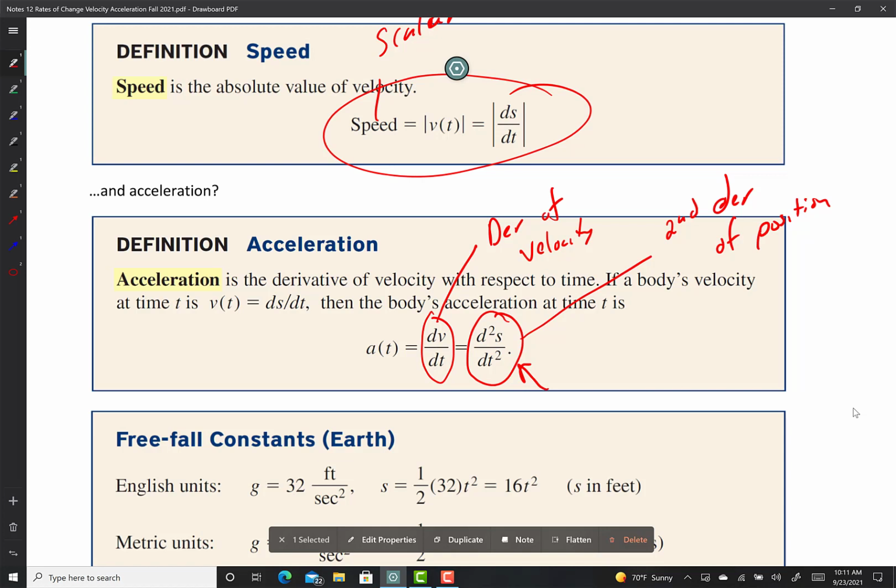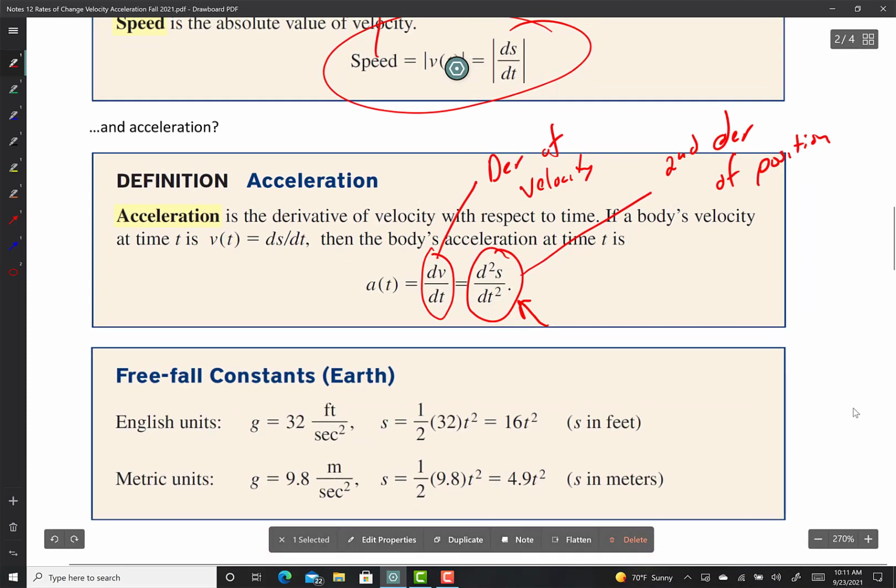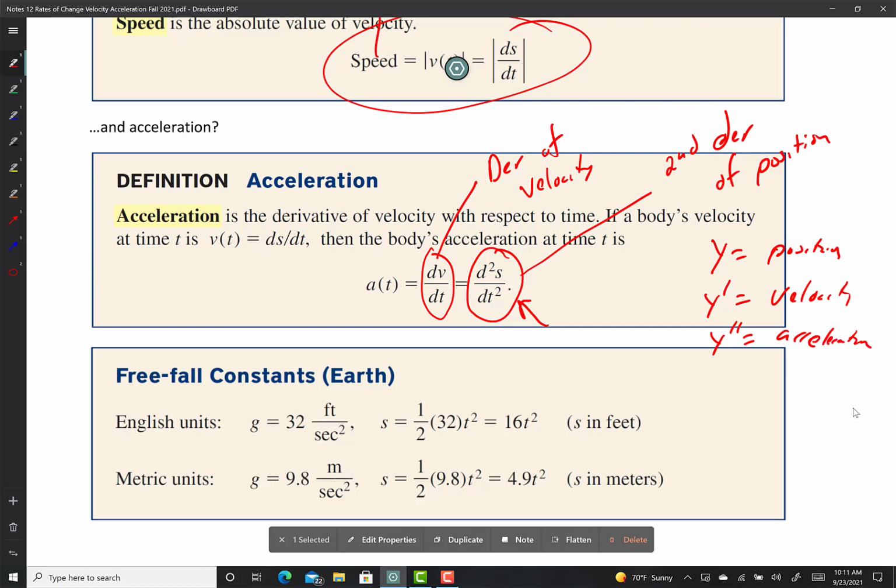So y prime, y prime prime. If y is your s of t, your position, then y prime is your velocity, then y prime prime is your acceleration. Do we know what we're saying? Okay. If y equals position, then y prime equals velocity, and then y prime prime equals acceleration. Literally, we're right in parallel with physics, just in free fall. Are we still okay?